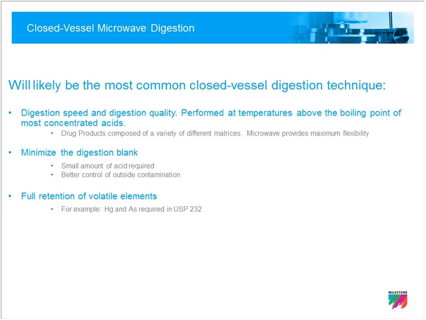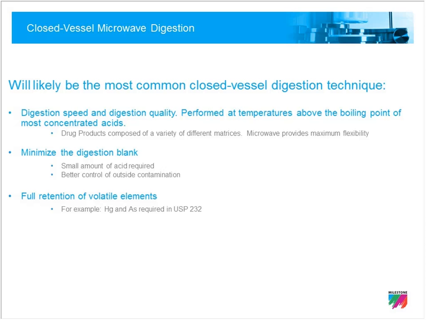In a microwave, the key concept is that you're working inside of a sealed vessel. By working in a sealed vessel, you work at elevated temperatures, which both increase digestion rate, let's say, as well as digestion quality. And for USP, that's important. Drug products are composed of a variety of different matrices. Microwave really provides maximum flexibility to you.